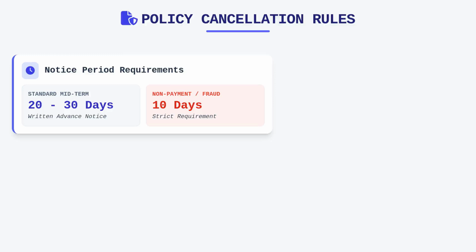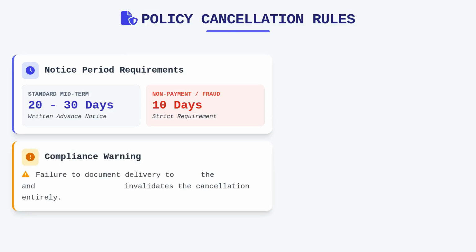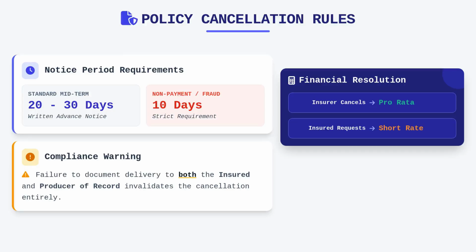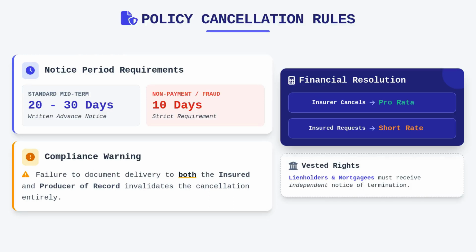You must remember that these notice periods are absolute legal minimums, and any failure to document the proper mailing or delivery to both the insured and the producer of record invalidates the cancellation entirely. Furthermore, when a policy terminates mid-term, the financial resolution depends heavily on who initiated the action, utilizing pro-rata calculations when the insurer cancels and short-rate penalties when the insured requests it. These financial mechanics, along with the vested rights of lien holders and mortgagees who must receive independent notice of termination, ensure that risk management remains predictable and contractually sound for all parties involved.